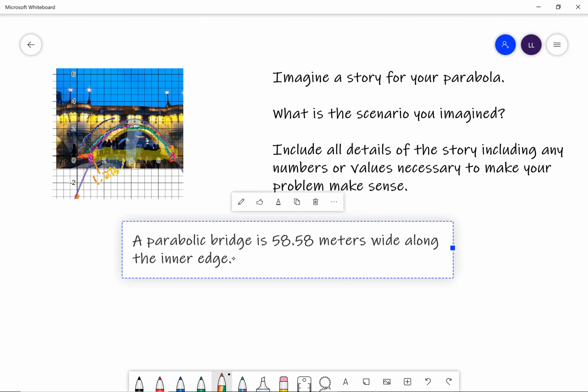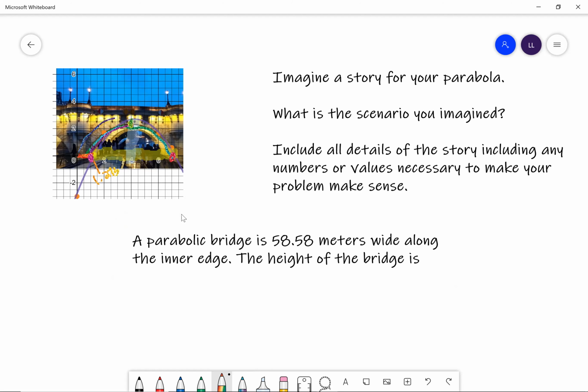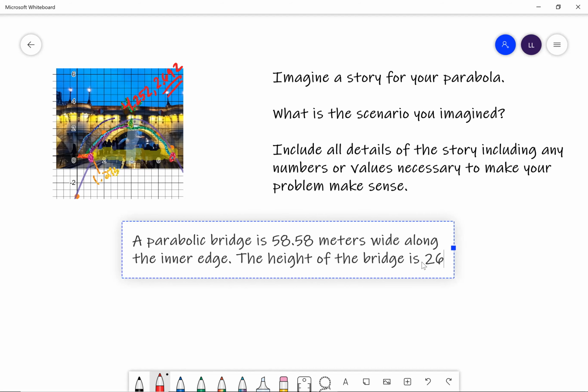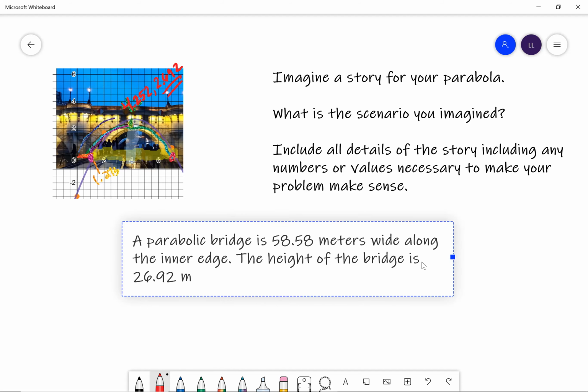Now let's talk about the height of the bridge. The height of the bridge is 26. Now remember, my vertex was 4.252, 2.692. So I'm getting my height from there. And like I said before, I'm multiplying by 10, which gives me 26.92 meters.